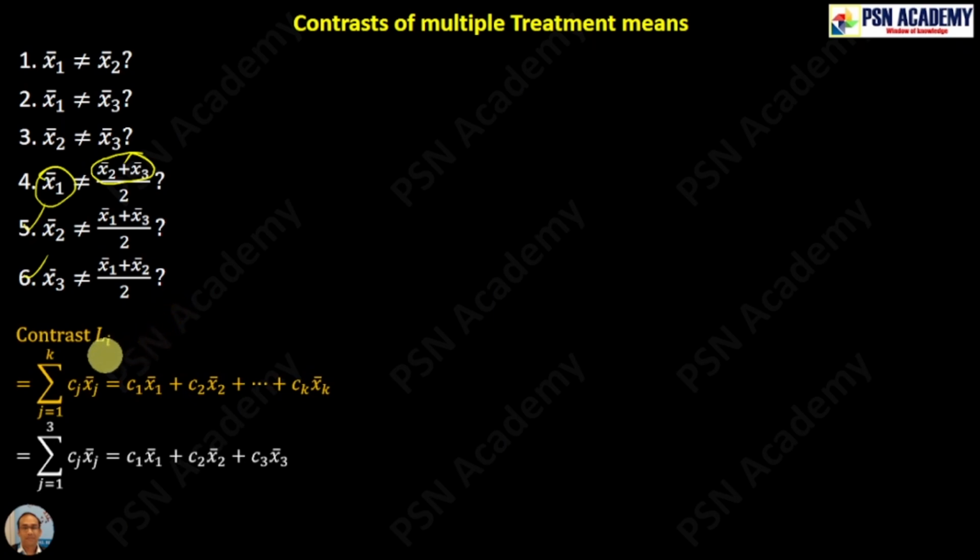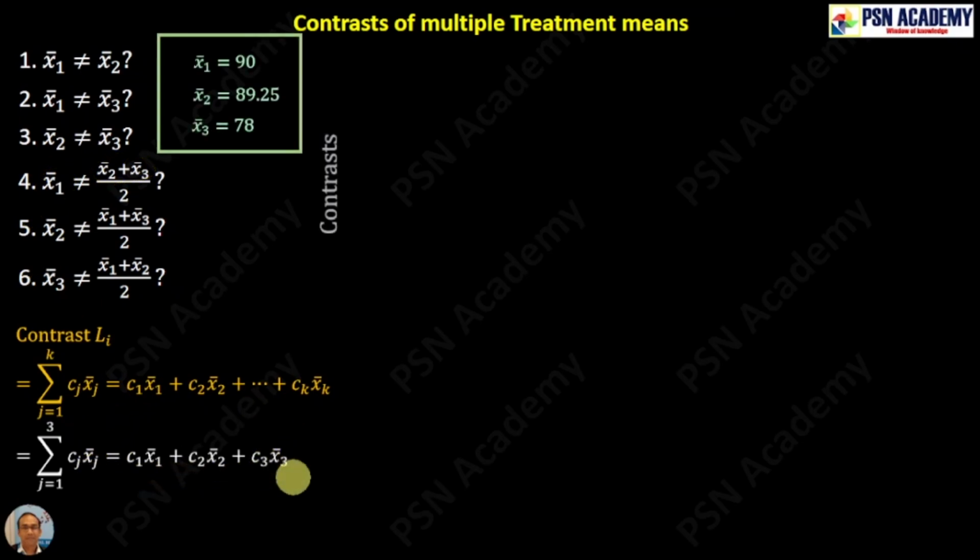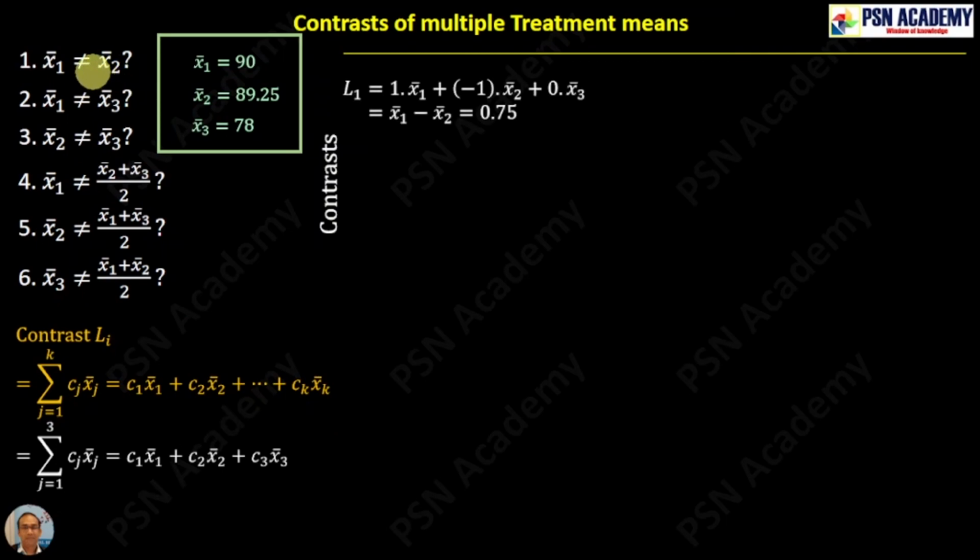In the previous slide, we have learned that the contrast Li will be looking like this, and in our case, it will be like this, right? Now we go for contrast calculation. See the first comparison, x1 bar is not equal to x2 bar. For that, we have a corresponding Li, or the corresponding contrast. We put C1 as 1 with x1 bar, C2 as minus 1 with x2 bar, and C3 as 0 with x3 bar. Clear?